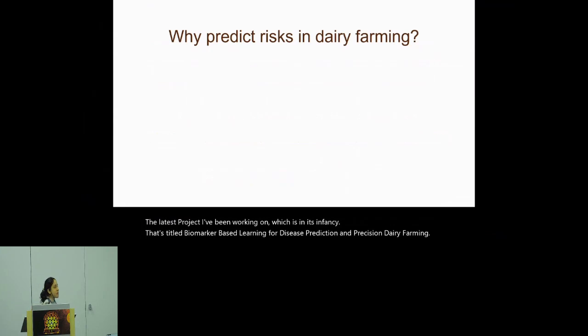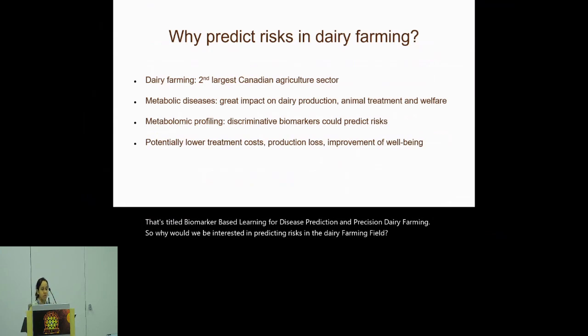So why would we be interested in predicting risks in the dairy farming field? As Dr. Lord mentioned before, regarding the relevance of the agriculture sector in Canada, dairy farming is the second largest Canadian agriculture sector. Metabolic diseases are shown to have a great impact on dairy production, animal treatment, and animal welfare. Metabolomic profiling has also been shown to identify discriminative biomarkers that could predict risks in dairy farming. And by predicting risks, we could potentially lower treatment costs, reduce production loss, and improve animal well-being.